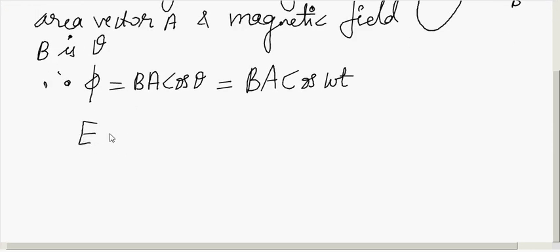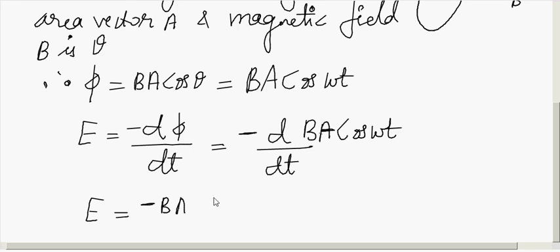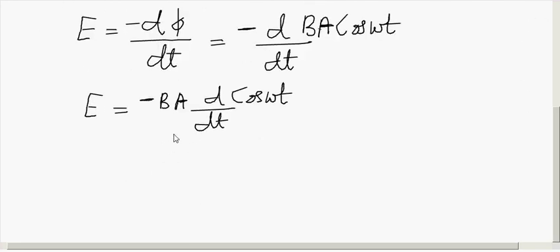Now the induced EMF E is minus d phi by dt. This is by Faraday's law. Minus d by dt of BA cos omega t, or E is minus BA into d by dt of cos omega t, and we know the differentiation of cos omega t is minus omega into sin omega t. So this will become BA omega into sin omega t.